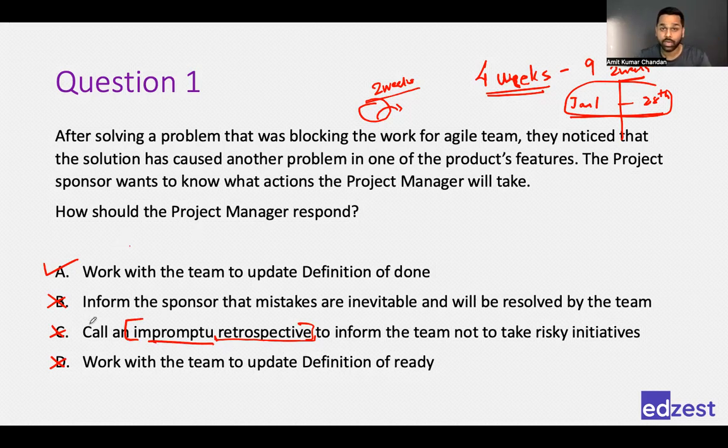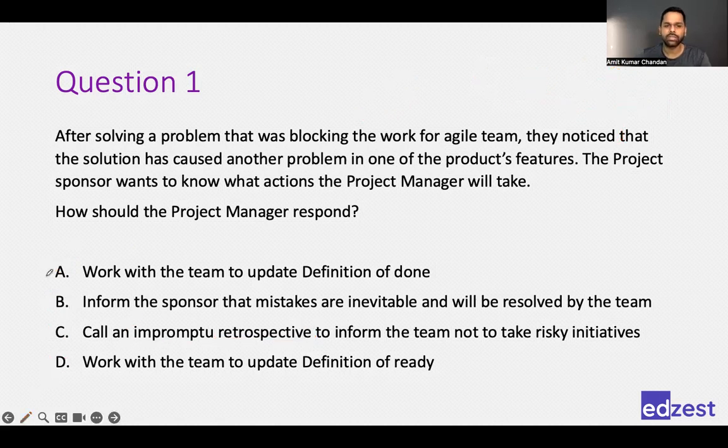Okay. Thank you, Amit. Great question. Thanks a lot, Avinash. Yes. Anyone else? Anything else that you think that you should be discussing from this question?